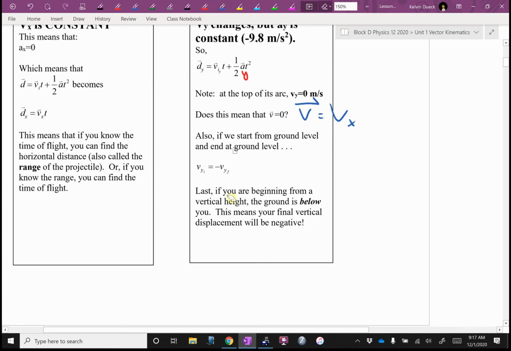Last, if you're beginning from a vertical height from a cliff, the ground is below you, which means dy is going to be negative something.